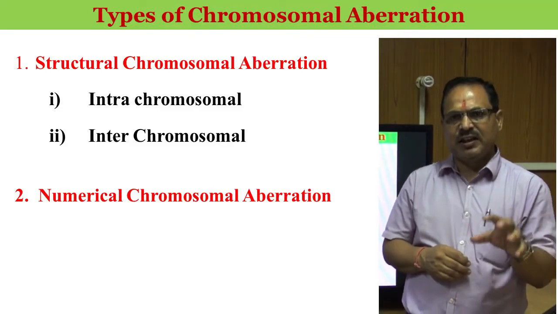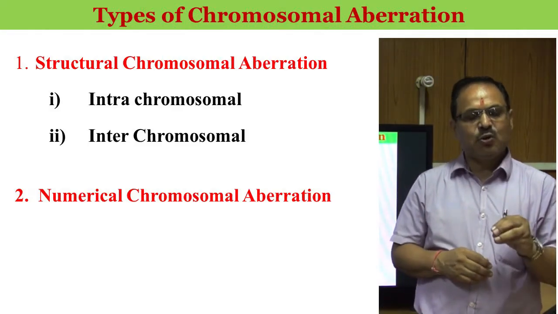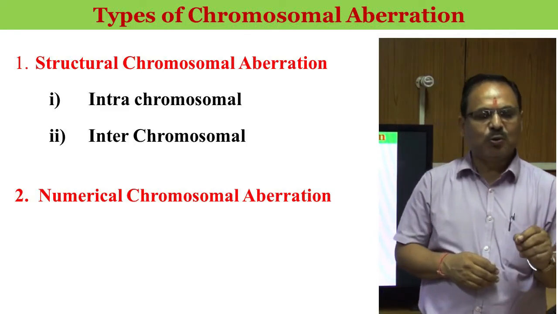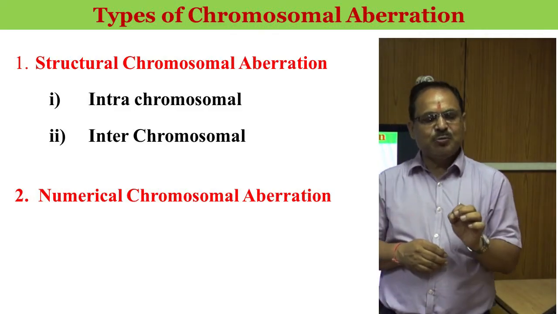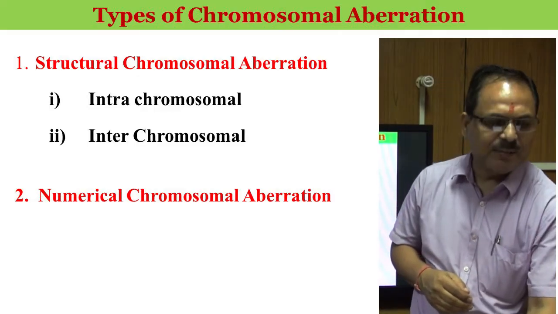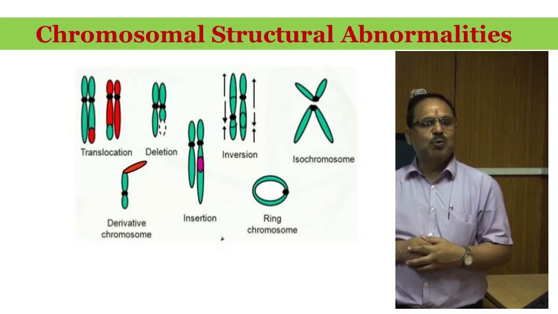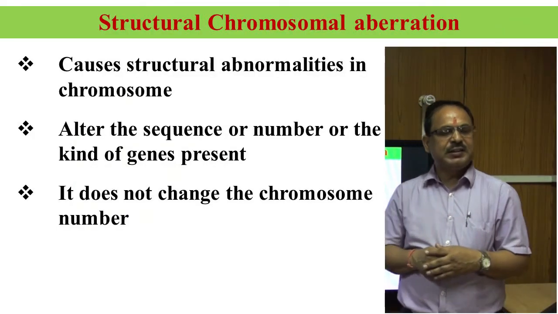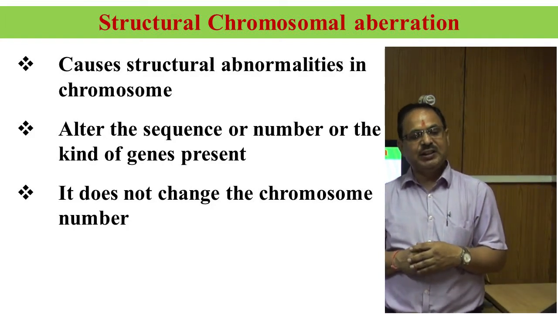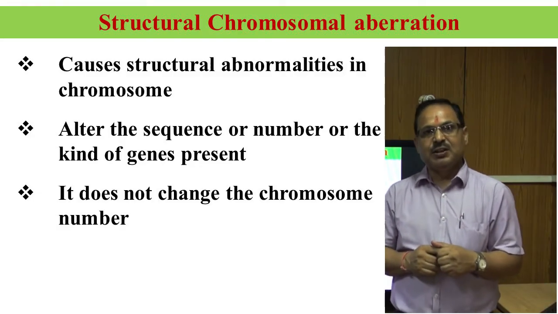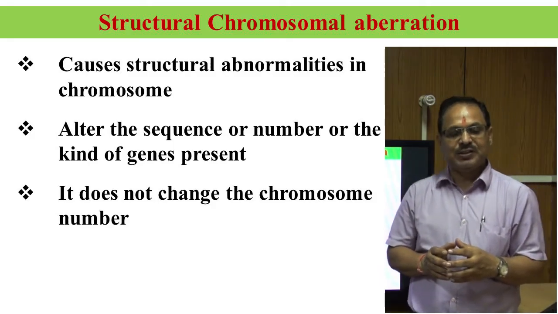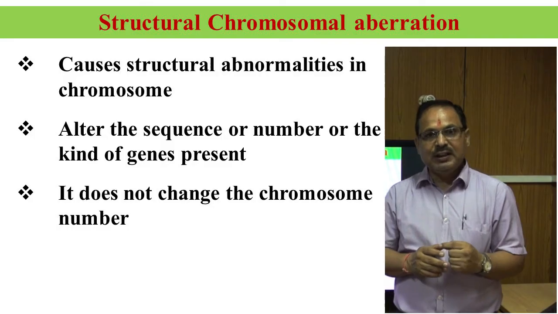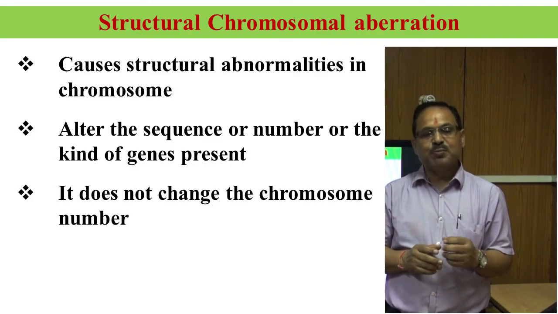But in this lecture, we will concentrate on structural chromosomal aberration, that means morphological modifications and deviations from the normal chromosomes. Structural aberration may be intrachromosomal or interchromosomal. These are two different types of structural chromosomal aberrations. Structural aberrations cause abnormalities in the structure, morphology and sequence of genes present on the chromosomes. They alter the sequence, number or kind of genes present in a particular chromosome. One thing must be noted: the chromosome number is not modified in any way.